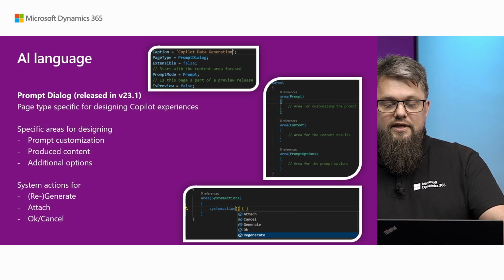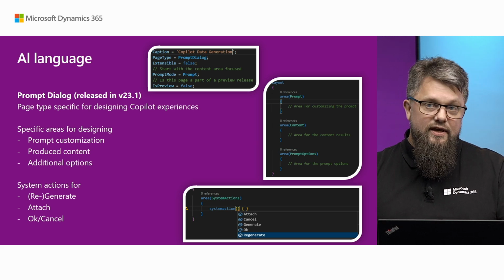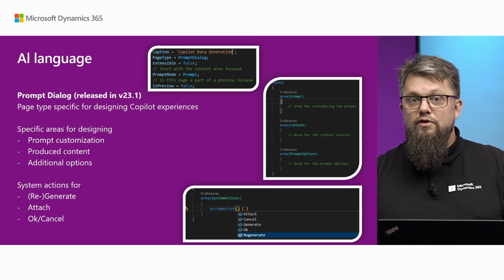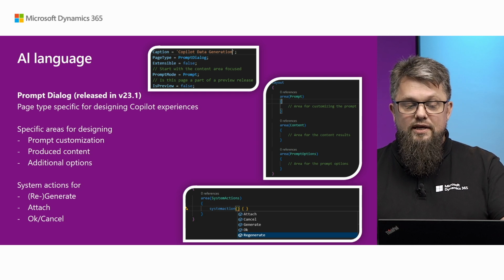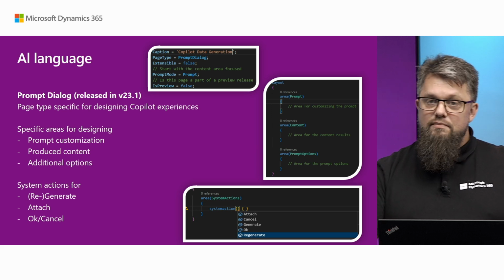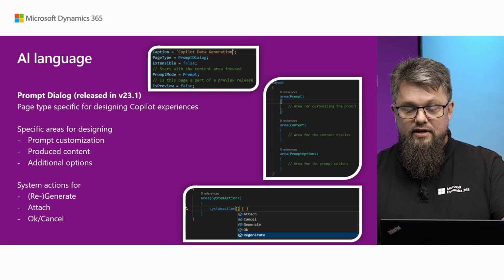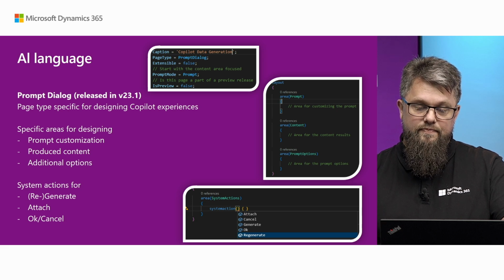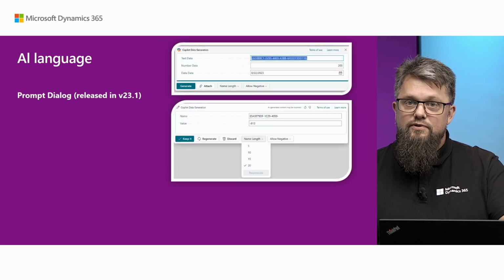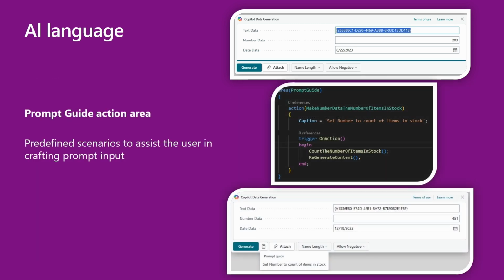In version 23, we released the prompt dialog page type for designing Copilot experiences. It has specific areas for creating prompts for the produced outcome and for tweaking with additional options. It also includes system actions that you could implement for attaching additional data to the prompt, for generating, regenerating, and controlling the Copilot experience. This gives you a recognizable Copilot dialog with all the options that you need. But now we've added prompt guides to the action area of prompt dialogs.